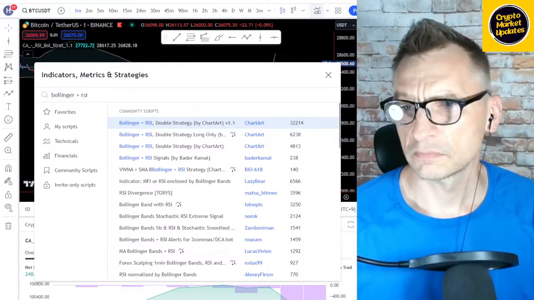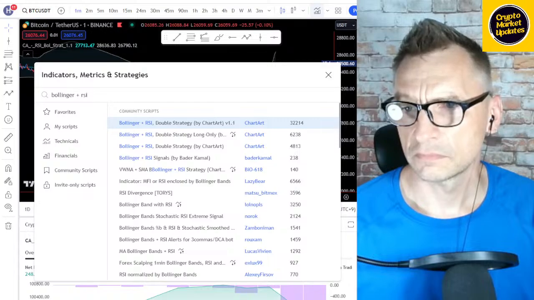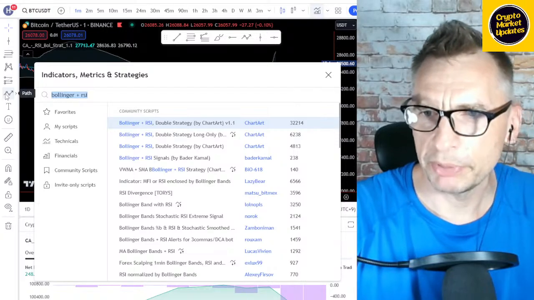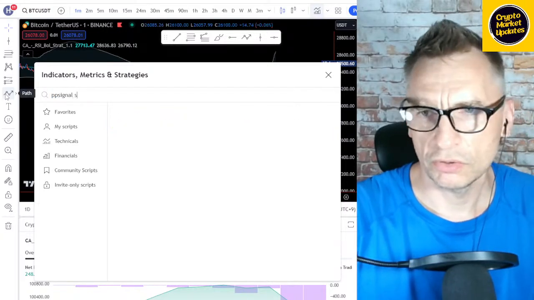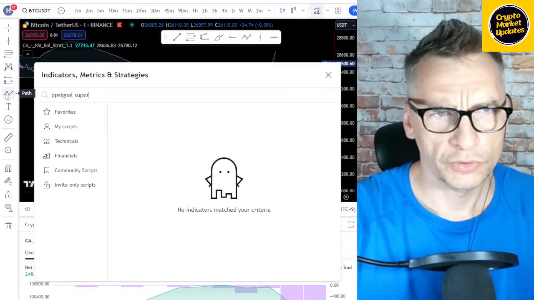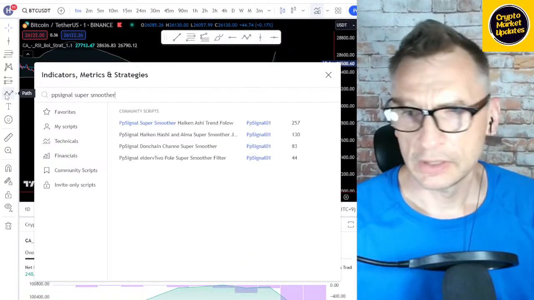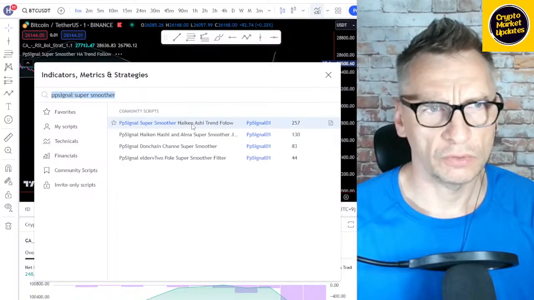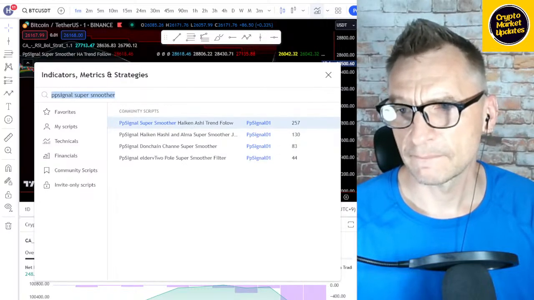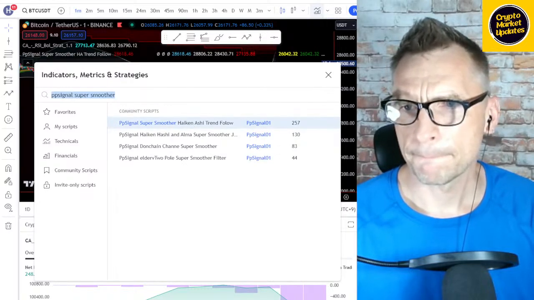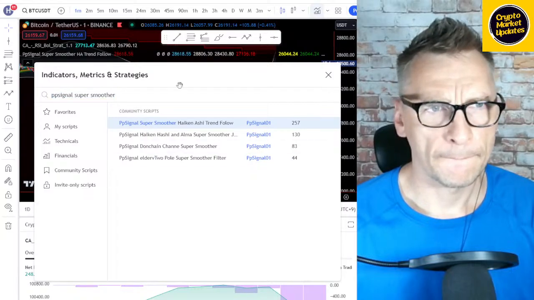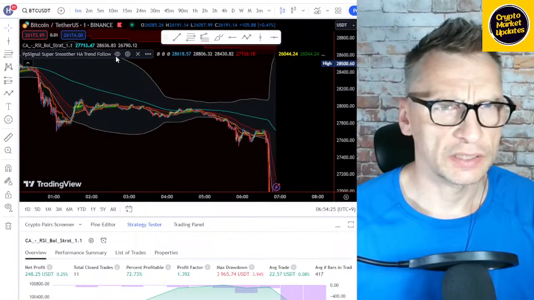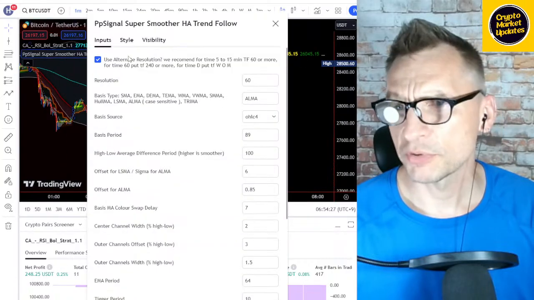Next, you want to also add an indicator called PP Signal Super Smoother. PP Signal Super Smoother by PP Signal Super Heiken-Ashi Trend Follow. Interesting. Okay, this one right here. Now open the indicator settings and disable a bunch of options.